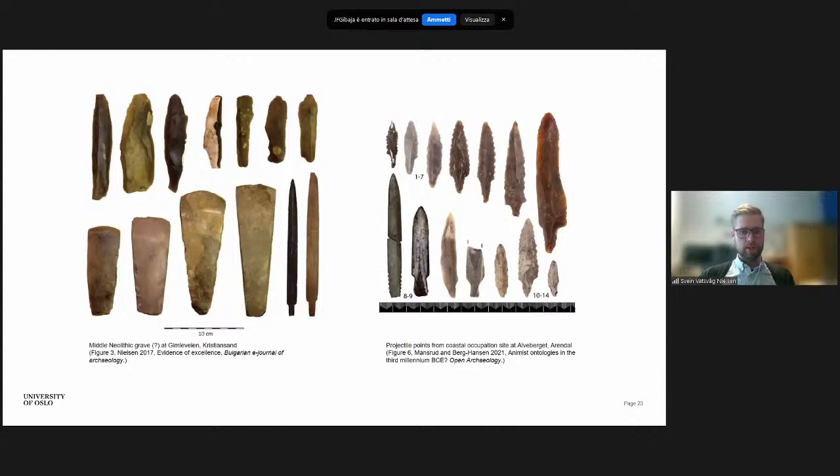There's also some evidence of grave rituals. We have very few Neolithic graves in Norway. This is one possible find from Kristiansand with imported flint axes, very long flint blades, and some of the longest slate arrowheads known from Southern Norway. But these same artifacts that we find on the coastal occupation sites, slate being used, and also flint for arrowheads.